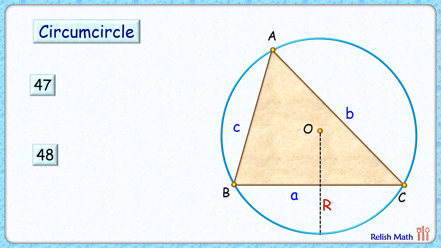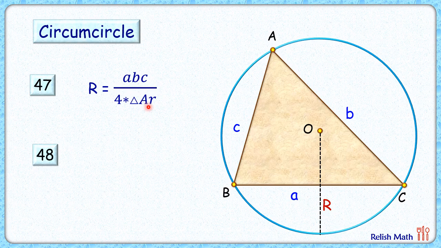Okay, 47th formula, it's very important and very commonly used. If a triangle is given with side lengths A, B, C, then with respect to this triangle, your blue circle is the circumcircle, and the radius of this circumcircle is given by a beautiful formula, that is capital R is ABC upon 4 times the triangle area.